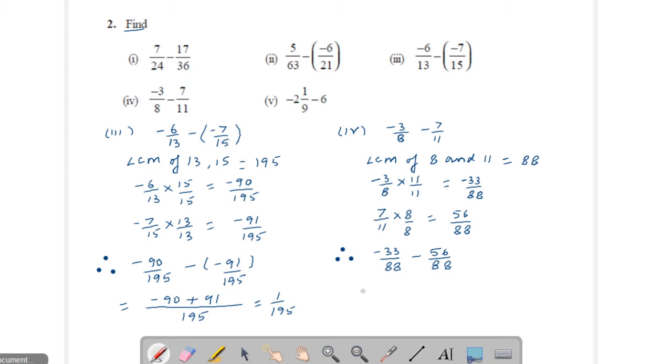Here denominators are same. Write once. And in the numerator, it is minus 33 minus 56. And you will get minus 89 upon 88. And if you write it in mixed fraction, you will get minus 1 upon 88. This is your answer.